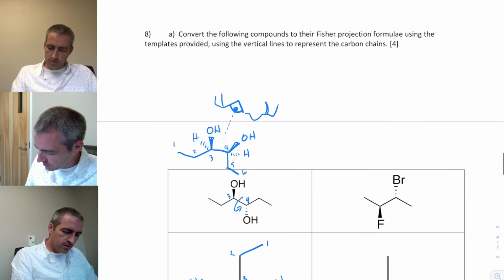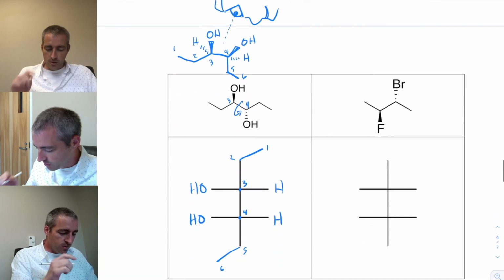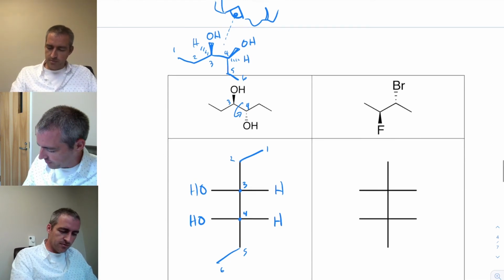Does it also want, no, that's it. It doesn't want you to determine R or S. You could do it, but we did one like that before.